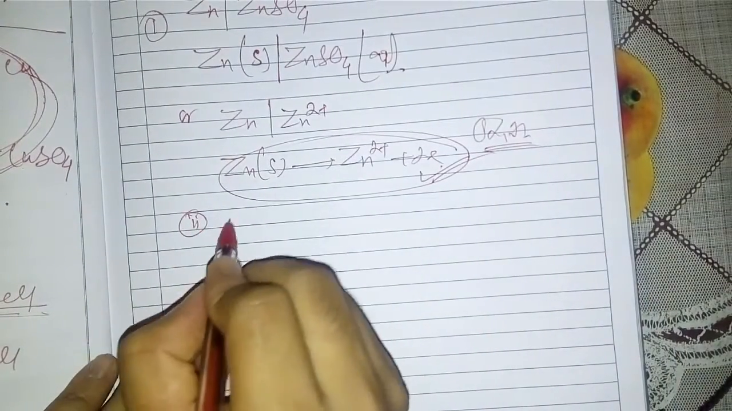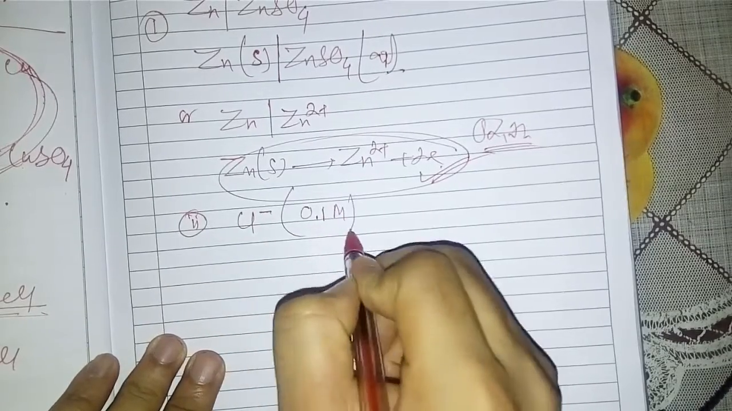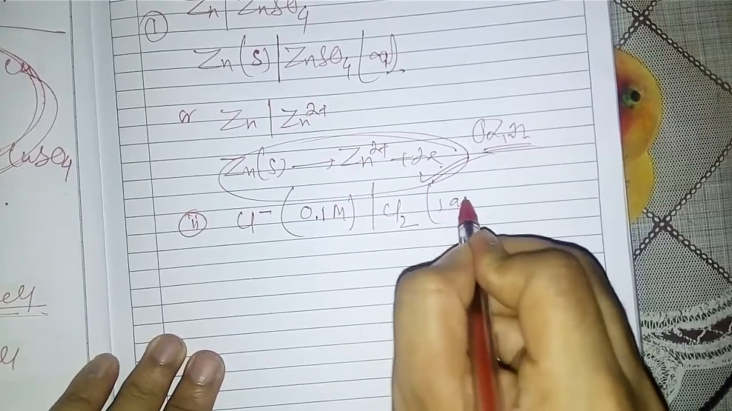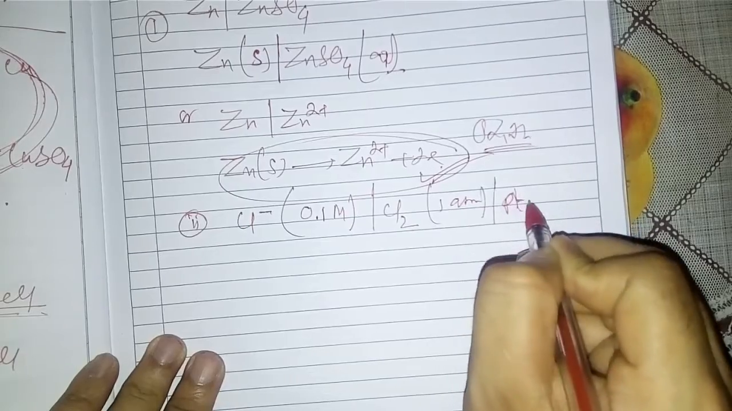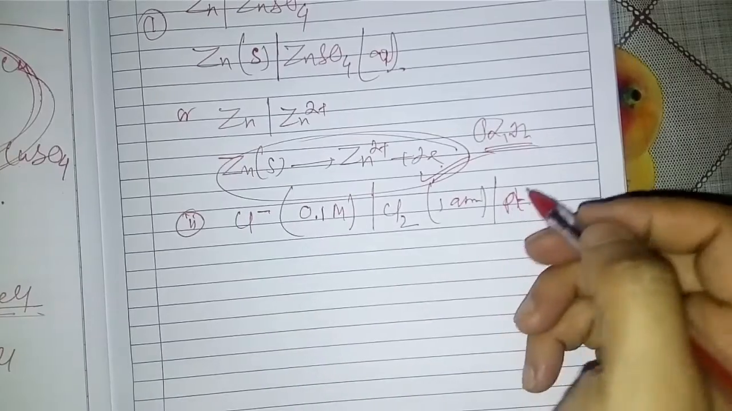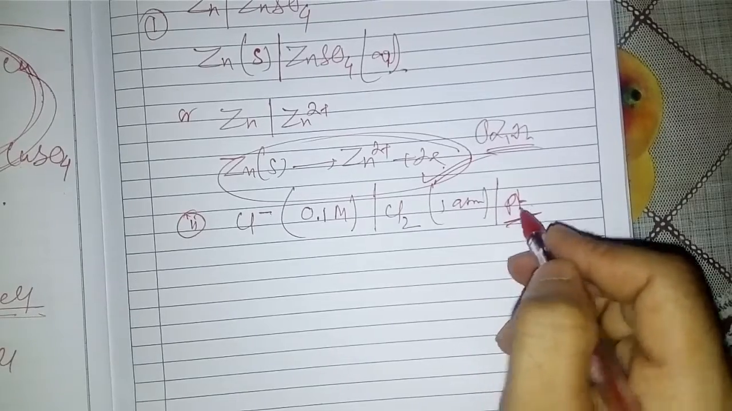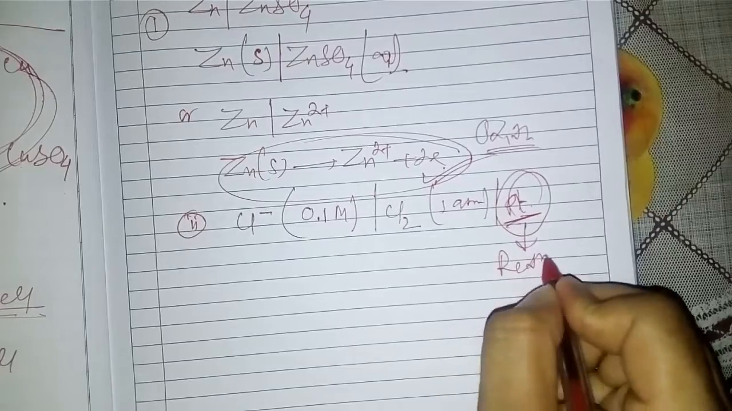Another example: Cl minus 0.1 molar, phase boundary, Cl2 at 1 atm, then phase boundary, Pt. If platinum is on the right hand side, that indicates reduction. If it is on the right hand side, this is reduction.